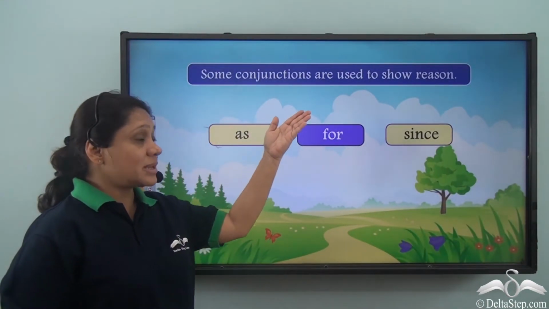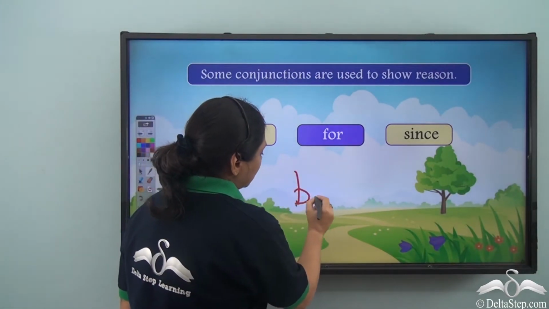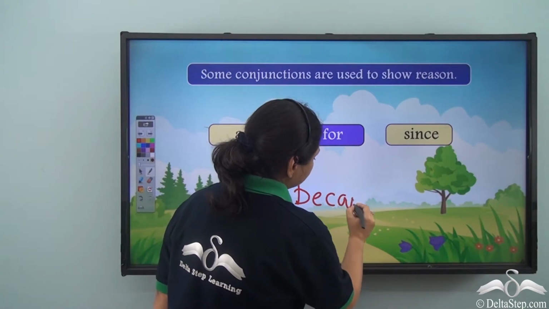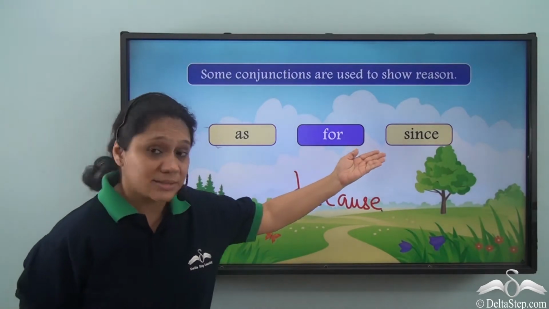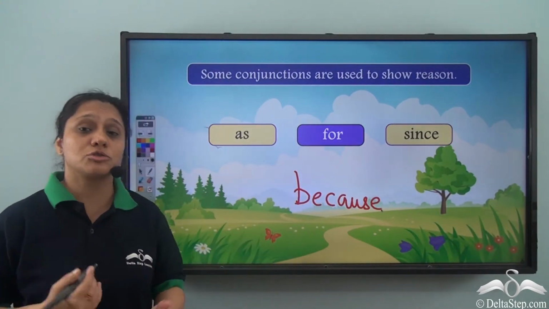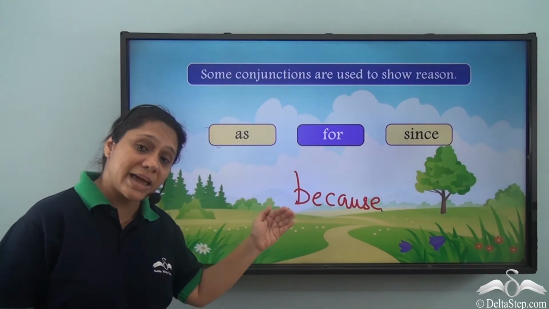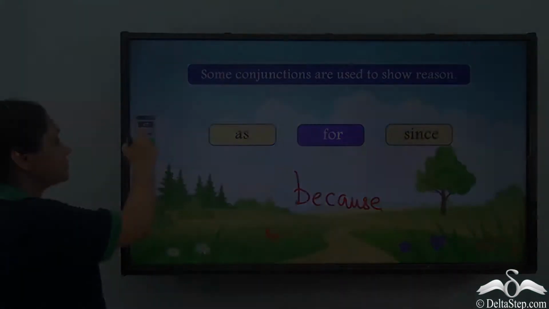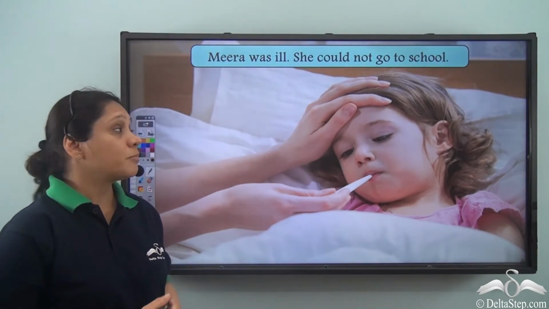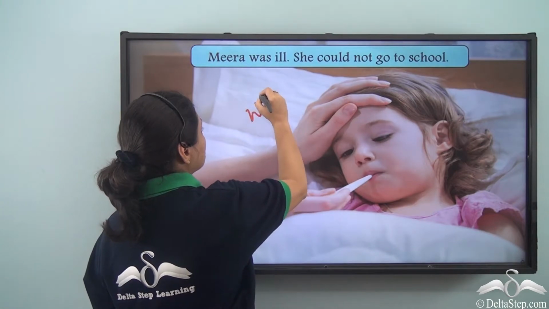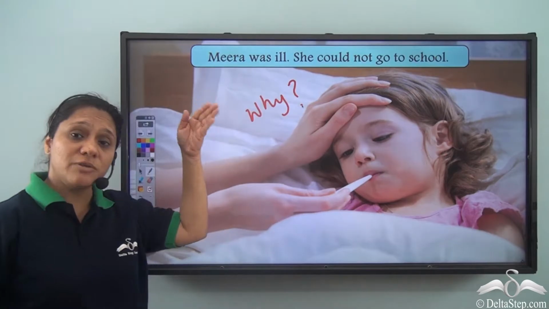Some conjunctions are used to show reason. We know that because is used to show reason, and conjunctions like as, for, since are also used to show reason, just like because. They are also used in the same way as because. Meera was ill. She could not go to school. Why could Meera not go to school? Meera could not go to school because she was ill.